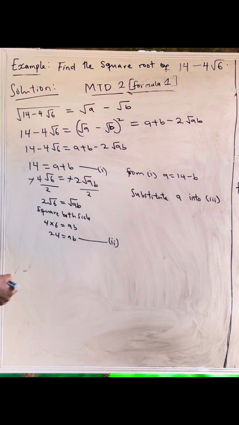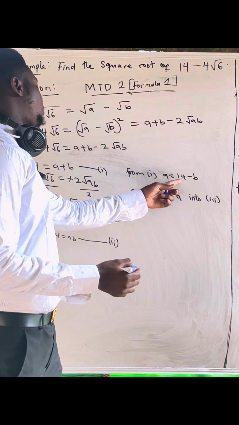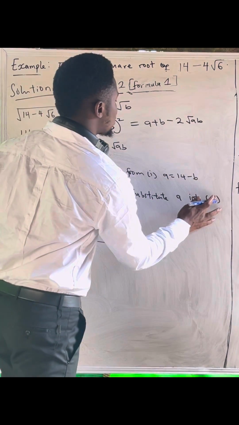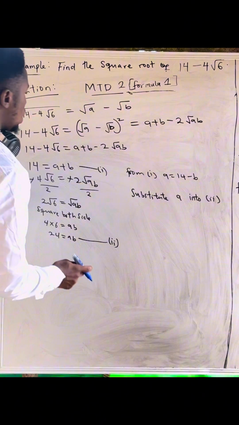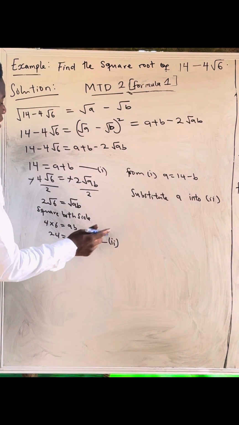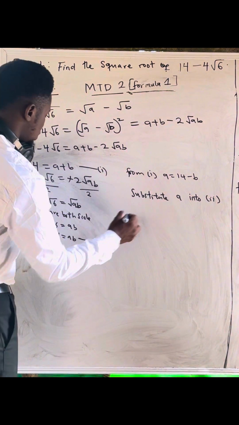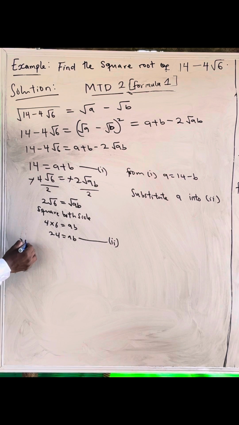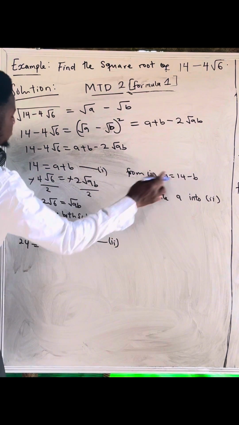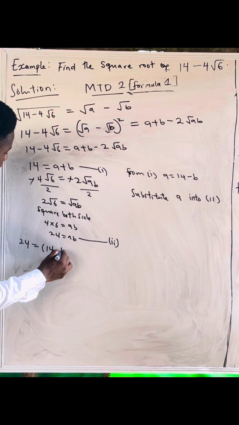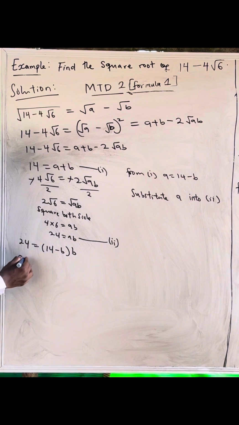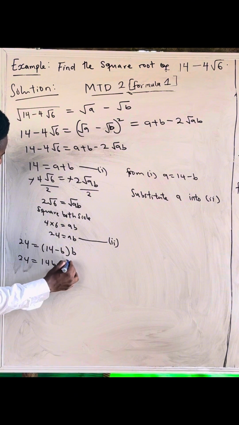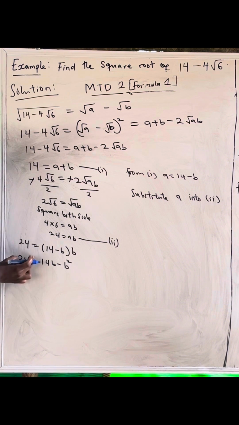So I'm going to substitute the value I got for my A into equation 2. If I'm doing that, this simply means that this expression will change to 24 is equals to, my A is 14 minus B, 14 minus B times B. That is 24 is equals to 14 times B, 14B minus B squared. Right? Bring this 24 to the other side.